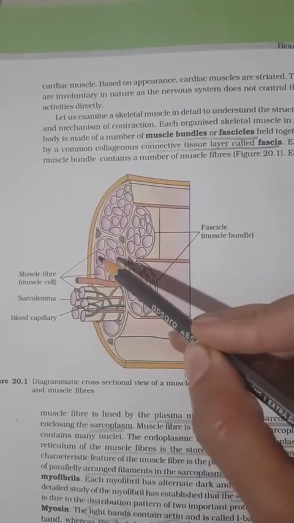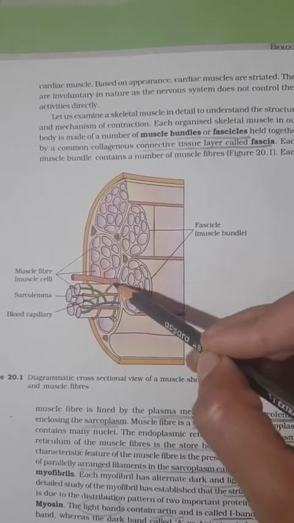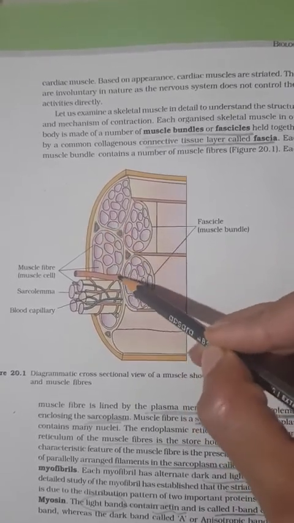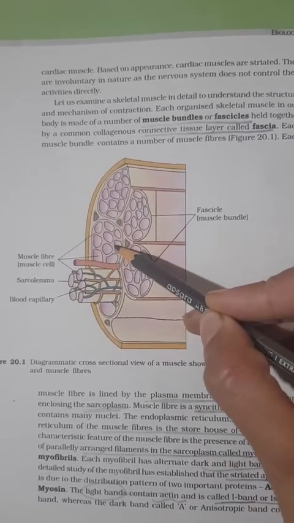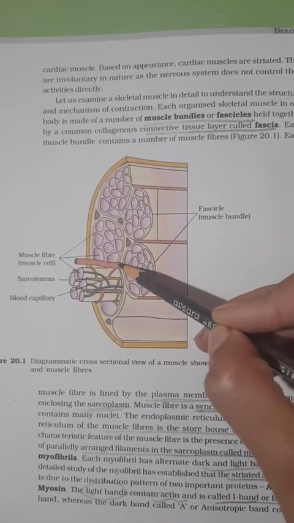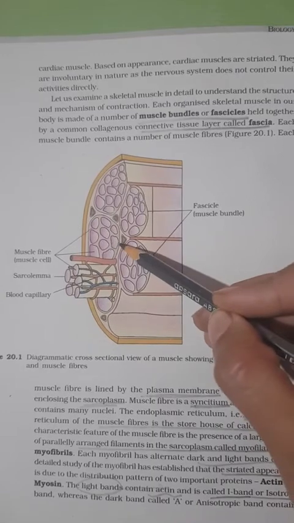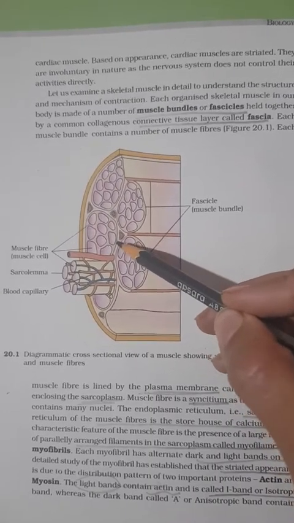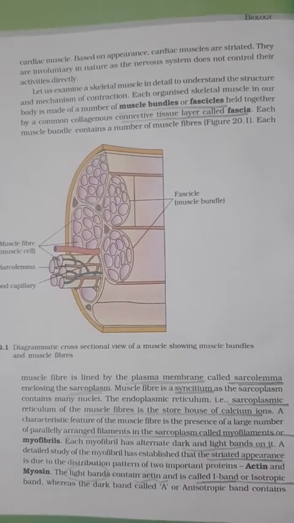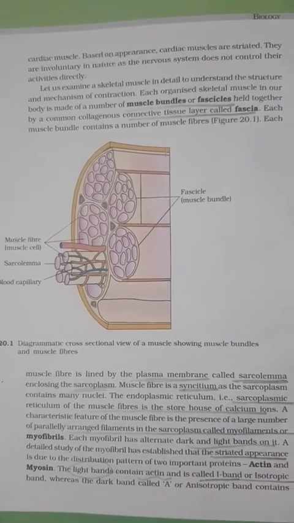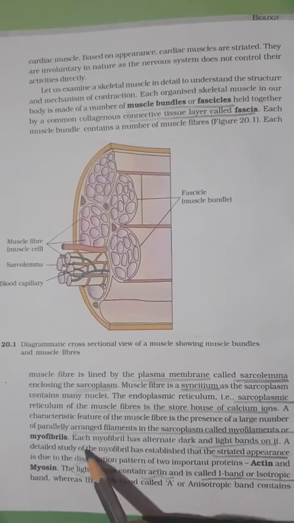And inside it is the muscle cell, which can be called a myocyte. The cell membrane of the myocyte is called sarcolemma. The cytoplasm is called sarcoplasm. And the endoplasmic reticulum present inside the muscle cell is called sarcoplasmic reticulum, which is a storehouse of calcium ions. So we can say the muscle bundles have certain filaments in the sarcoplasm called myofilaments or myofibrils.